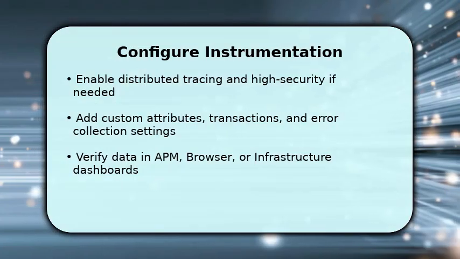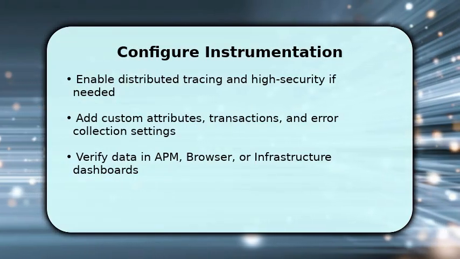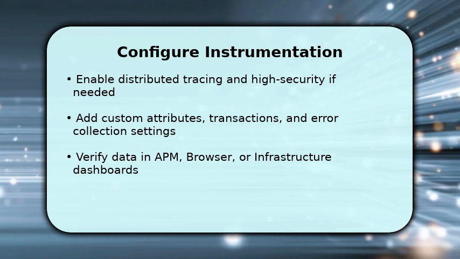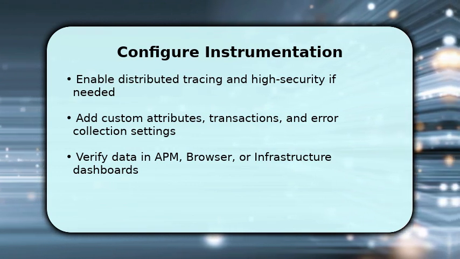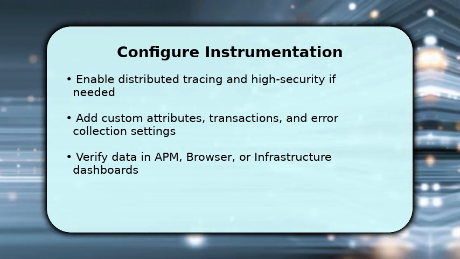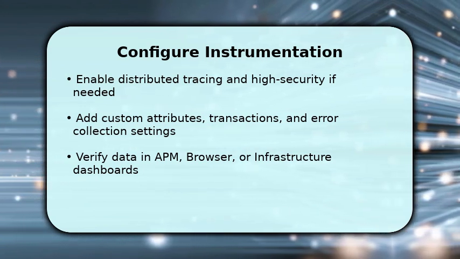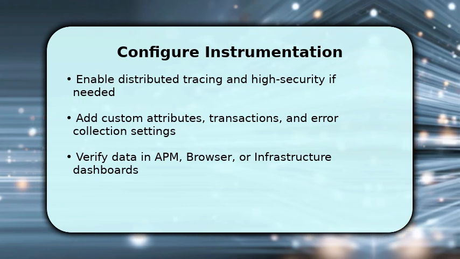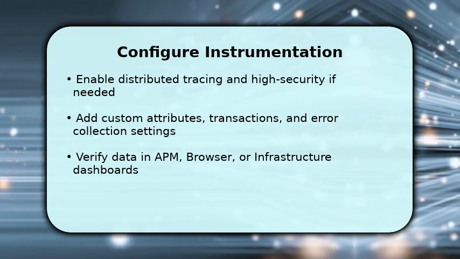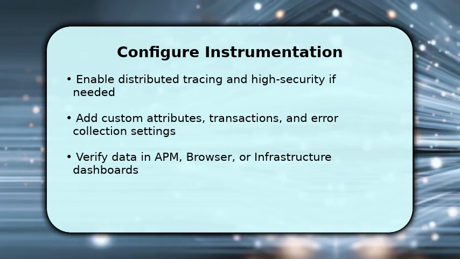Once the agent is running, enable distributed tracing and finely tune what you collect so sampling matches your needs. You add custom attributes or mark important transactions in code to surface business context. Instrument background jobs and external calls explicitly. Make sure error collection and log forwarding are configured to link traces to logs.